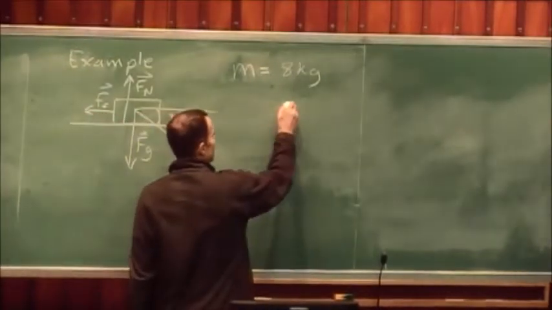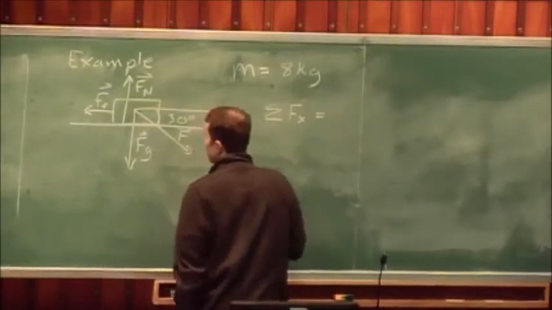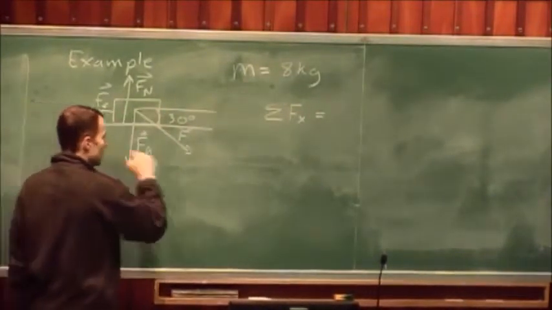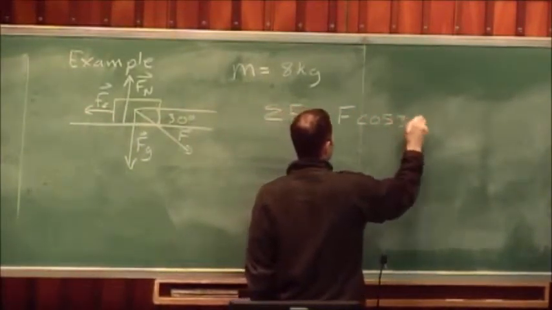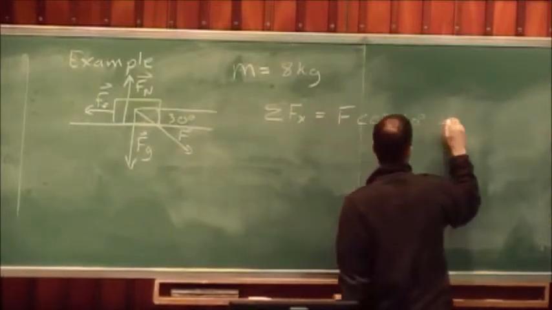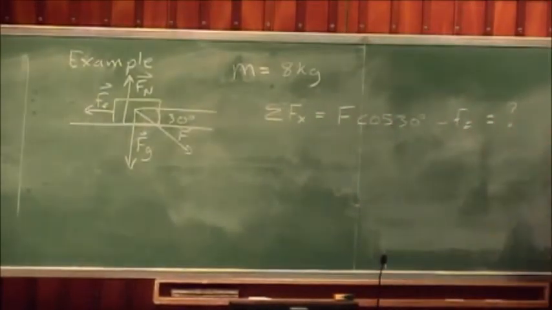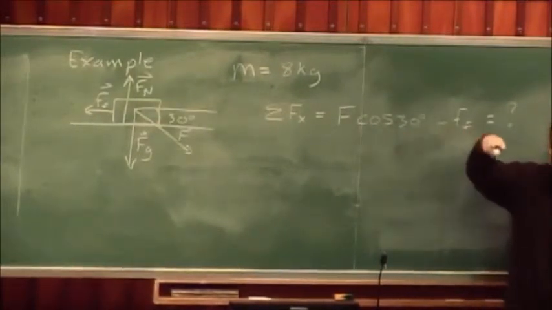Okay, so how do we do that? Well, we just simply take the sum of the forces along the x direction is equal to this F cosine of 30 degrees minus F. Now, we don't know if this is accelerated or not, right? So what we need to do is first find out what is this. Okay? This is what was being pointed out.